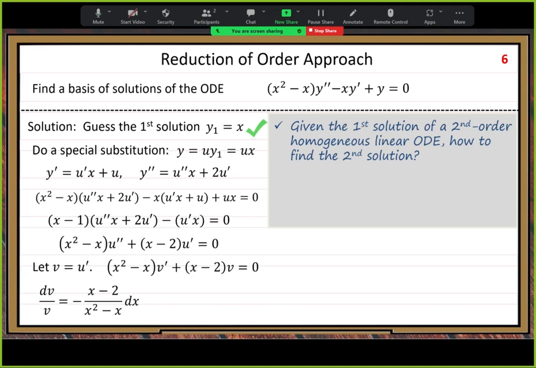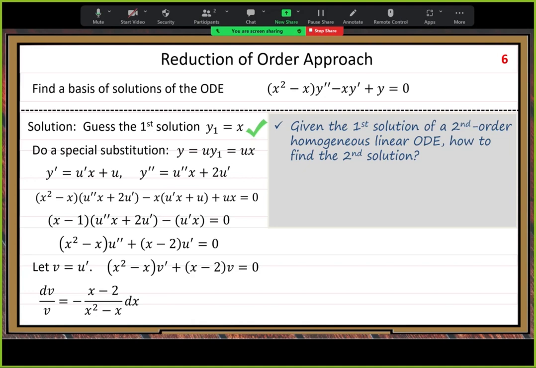Left-hand side, natural log of absolute value of v. But the question, do you know how to do the integral at the right-hand side? It's a fraction. Do you have any idea? Just recall what you learned in calculus. When you see the integral of that fraction, is there any special technique you can apply to find it?